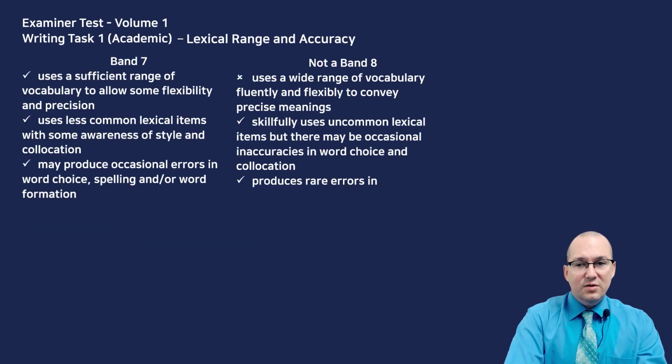And let's look at the scores for this one. So it will be a band 7. Let's look at why. It's a sufficient range of vocabulary to allow some flexibility. So that's the key thing, or it's a sufficient range.